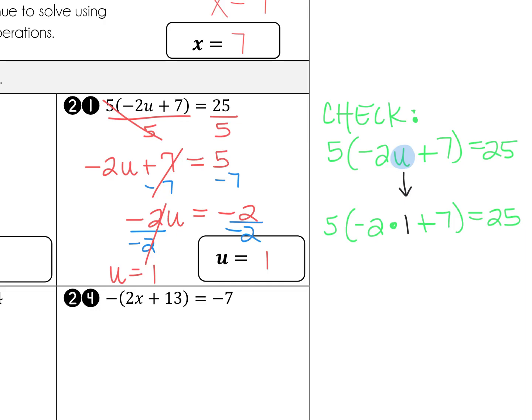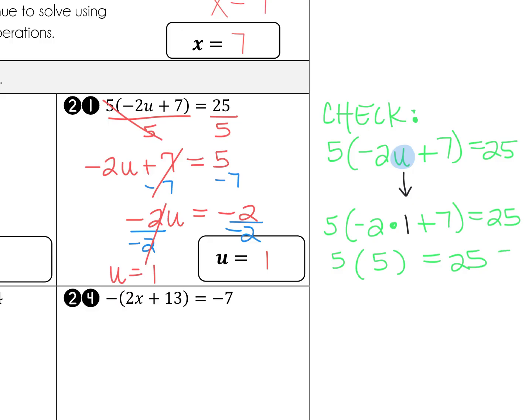Now, because we're doing a check, we actually do have to do PEMDAS, right? We're evaluating an expression, not solving an equation at this point. We're just checking our solution. So we'll do what's in the parentheses first. -2 times 1 is -2, and -2 plus 7 is 5. So now we've simplified our expression to 5 times 5.